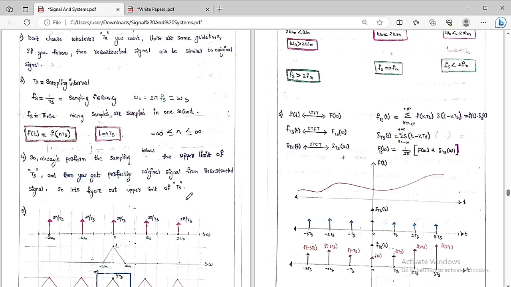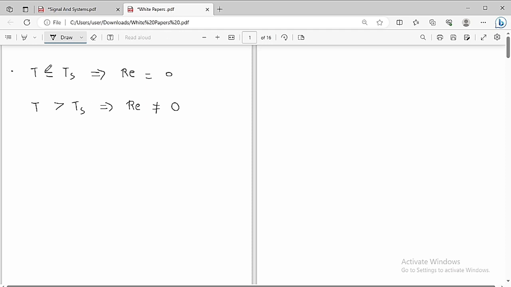Basically, they are saying that we always have to perform the sampling below the upper limit of Ts, and then you get back the original signal from the reconstructed signal. So always do the sampling at less than or equal to Ts. Then only can we get back the original signal. But if you go above this Ts, then the reconstructed signal is not at all equal to the original signal. This is called the upper limit of Ts.